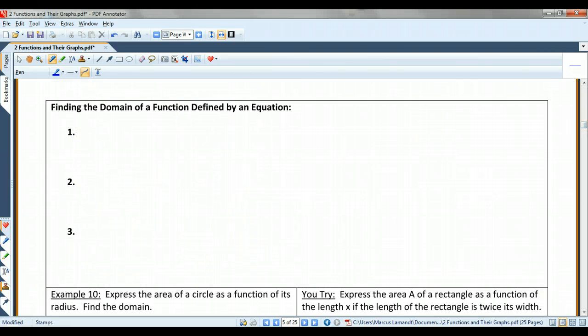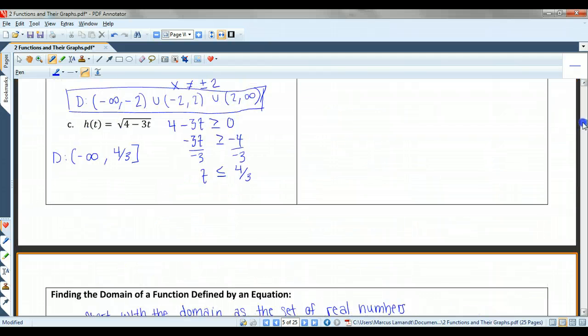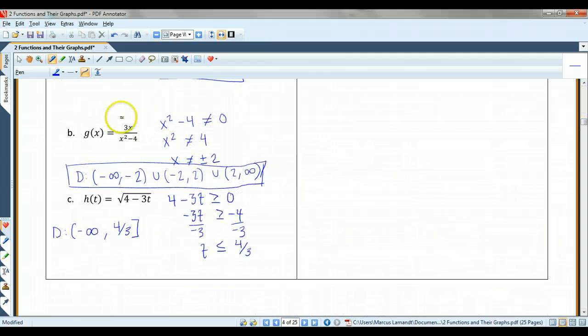Alright, finding the domain of a function defined by an equation. This is pretty much just a summary of everything we just did in the previous 3 examples. Start with the domain as the set of real numbers. If the equation has a denominator, exclude any numbers that give a 0 denominator. Kind of like up here, when we had this in the denominator, I set this equal to 0 because this cannot equal 0. And then I found out that x can't equal 2 or negative 2 because that would give a 0 denominator. And so I excluded those things in my domain.